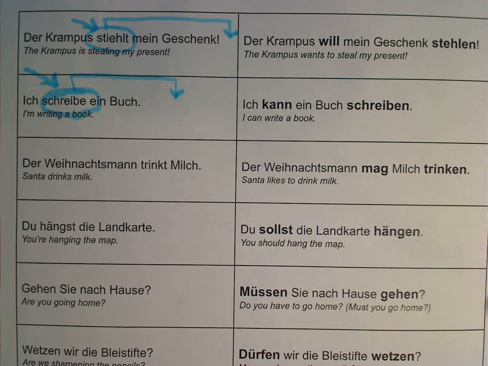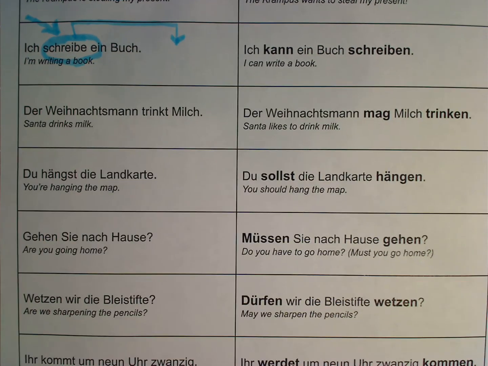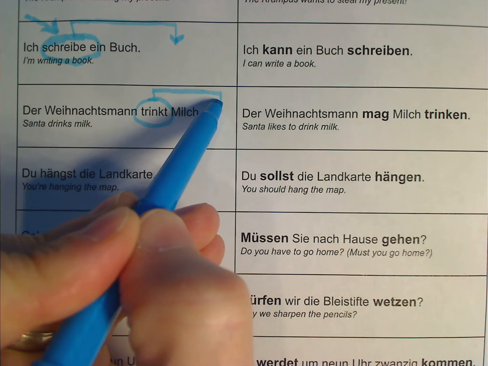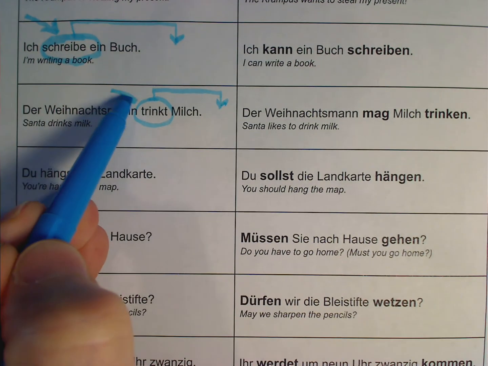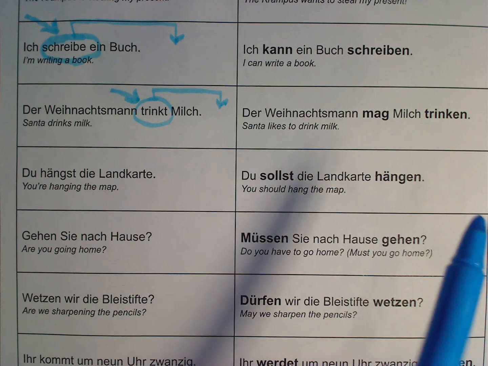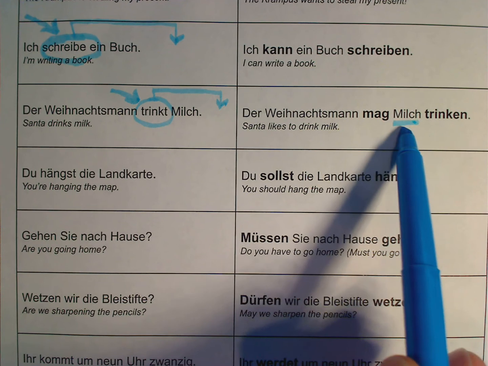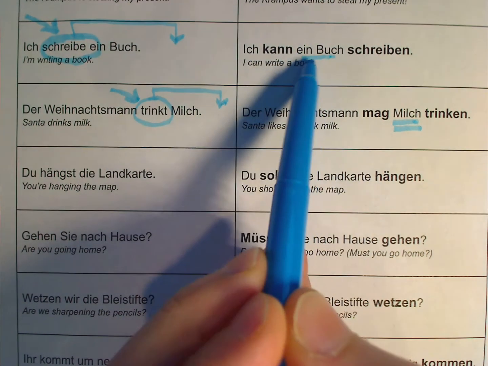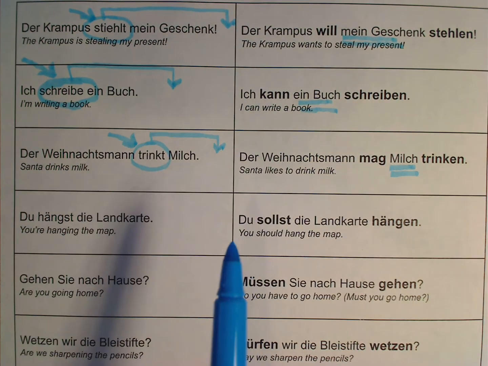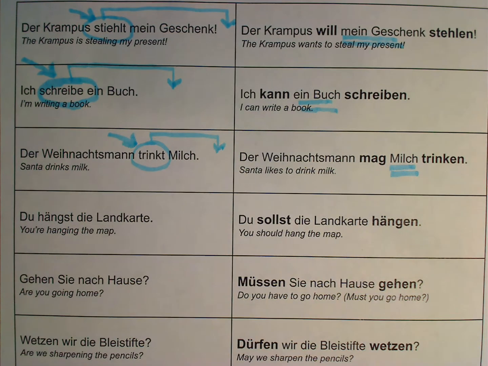Let's go to the third sentence. Der Weihnachtsmann trinkt Milch. That changes to der Weihnachtsmann mag Milch trinken. Again, this verb, trinkt, was thrown to the end of the sentence unconjugated, and in its place, the conjugated form of the modal auxiliary verb. You're frequently going to see a lot of words, well, sometimes just one, maybe two. Up here also, two words that come between your modal and the main verb at the end of the sentence. Let's go to the next one.